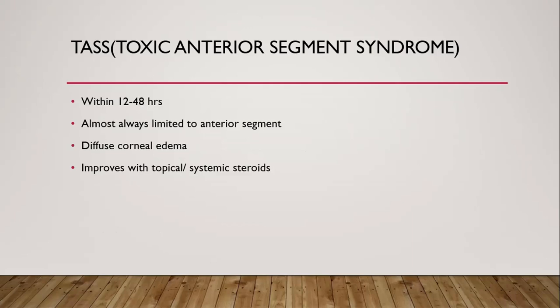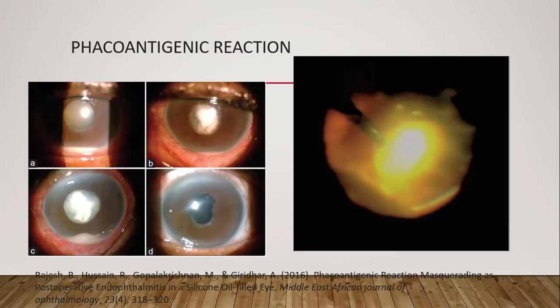TASS is another differential diagnosis which can masquerade like an endophthalmitis, but usually it presents at a very early stage, 12 to 48 hours, limited mostly to the anterior segment. Diffuse corneal edema, IOP may or may not be elevated, and it improves with topical or systemic steroids. Again, lens injuries is one thing which can mimic endophthalmitis. In cases presenting post-complicated surgeries, you have to think also about cortex in the vitreous inciting inflammation in the eye.